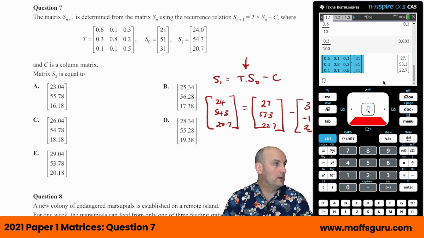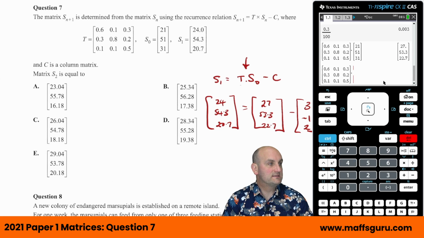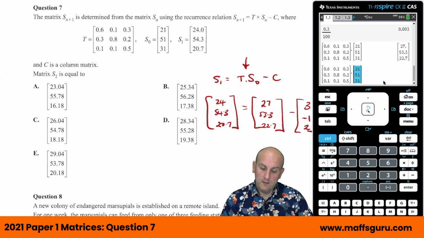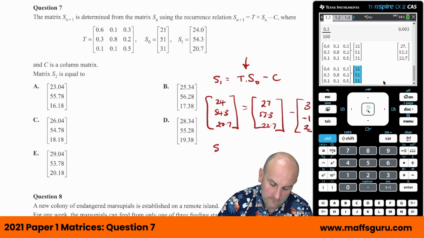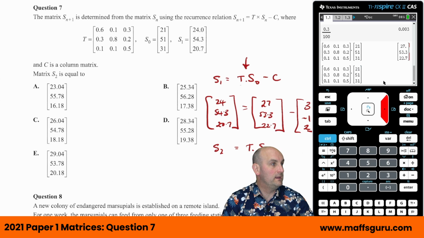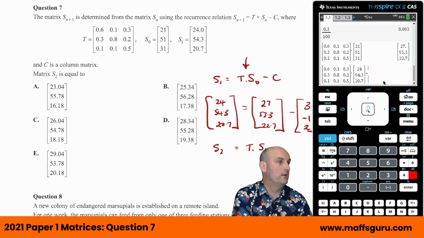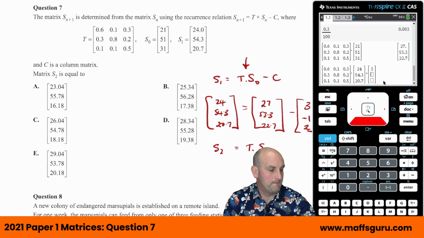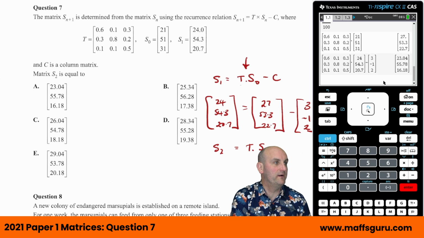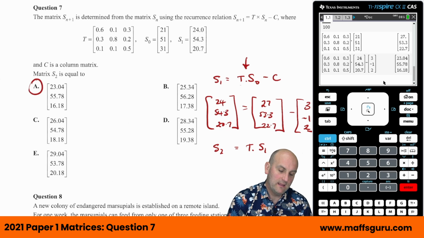What do I do now? Well, I'm going to go back and I'll say, well, I now know that my next value to get to S2, I'm going to take my transition matrix and multiply it by S1. Well, we know that S1 is 24, 54.3, and 20.7. And then what I'm going to do is subtract from that my value of C, which is 3, 1 and 2. And hit enter. And there we go. 23.04, 55.78, and 16.1. Ka-ching, A, my correct answer.